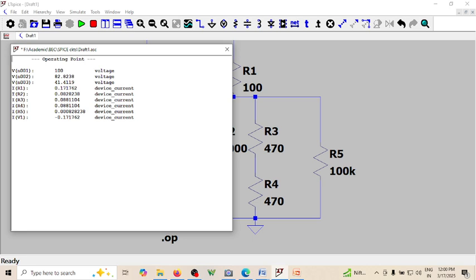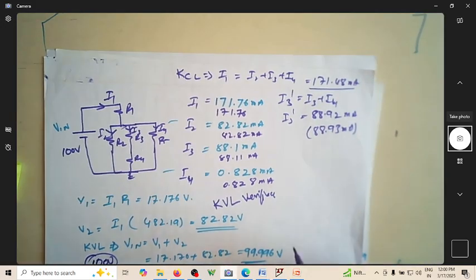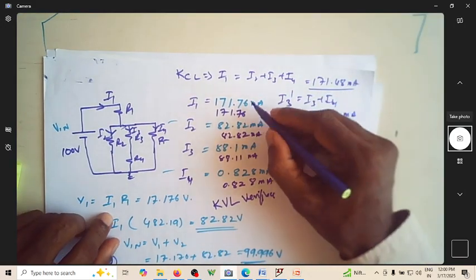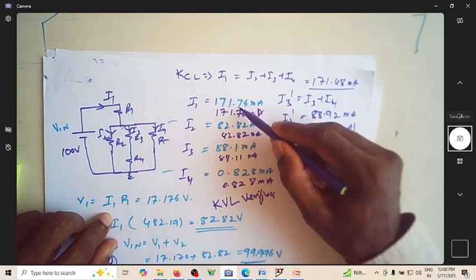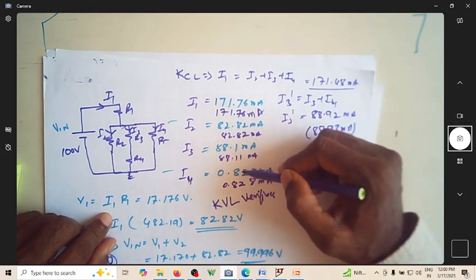Let me show you the values that I got. I have listed them here. See now, these are our calculated values. These are simulated values. Can you see they are almost matching, almost 100% matching.